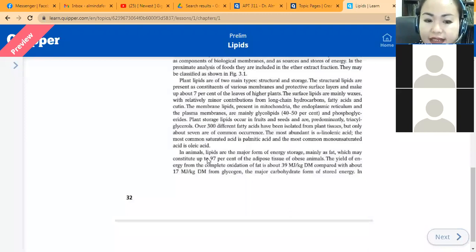And oleic acid. In animals, lipids are also used for energy storage, mainly as fat, including humans. That is why we have so much fat. And 97% is in the adipose tissue if the animals are obese. Like the pig, in the belly.